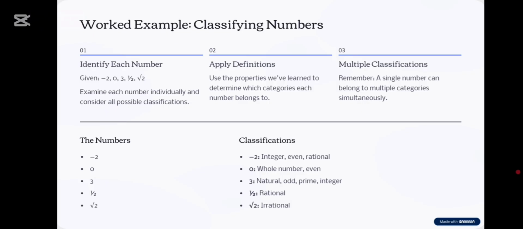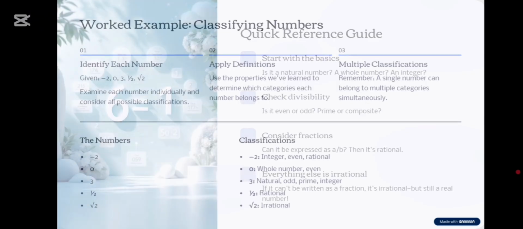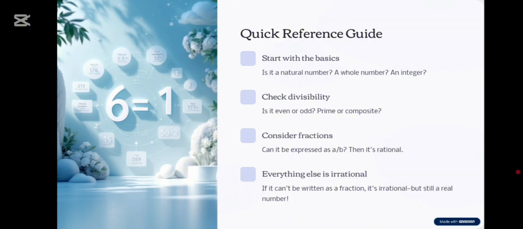Mind you, 1 divided by 2 is 0.5. Then the square root of 2 is irrational. So these are some concepts that will help you to classify these different numbers. Now we look at a quick reference guide.